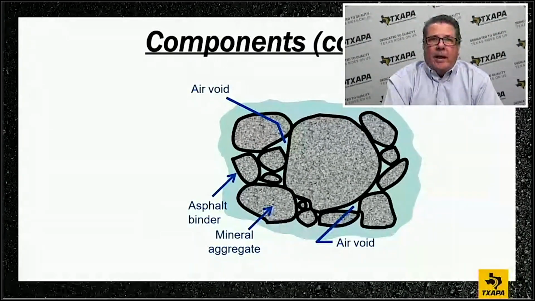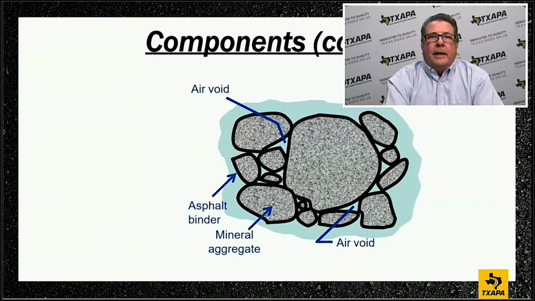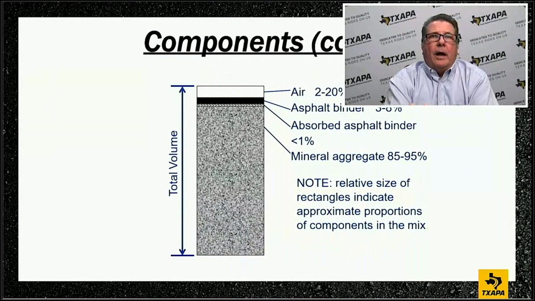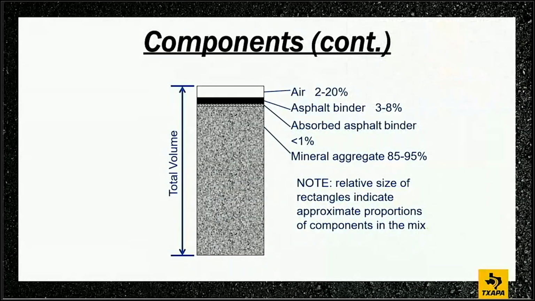So we have the mineral aggregate that we talked about, and now we're going to talk about the liquid asphalt binder. From a volumetric standpoint, this is it volumetrically. The mineral aggregate is going to be 85 to 95%, and then we have some absorption from the binder, but the binder is going to be 3 to 8%, and then we have our air.